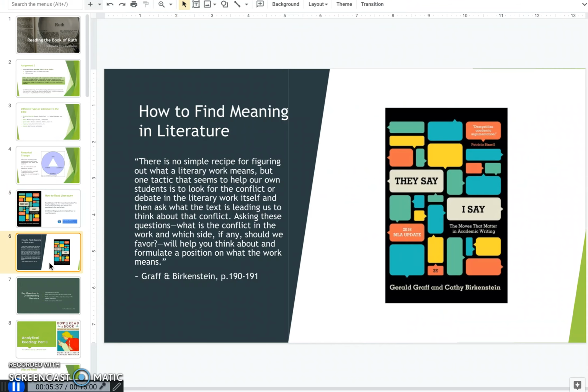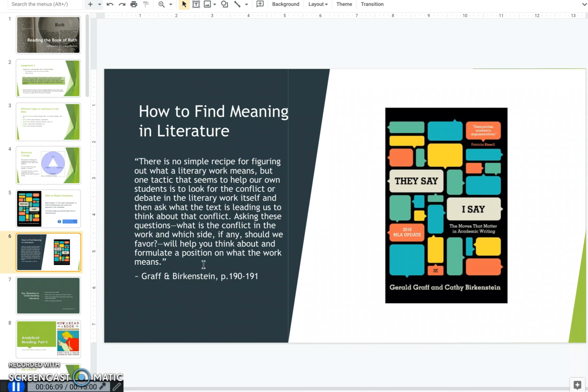All right, so now that you've done that chapter, there's one key idea I want you to take away, and that's how to find meaning in literature. So our textbook says, there is no simple recipe for figuring out what a literary work means, but one tactic that seems to help our students is to look for the conflict or debate in the literary work itself, and then ask what the text is leading us to think about that conflict. Asking these questions, what is the conflict in the work, and which side, if any, should we favor, will help you think about and formulate a position on what the work means.